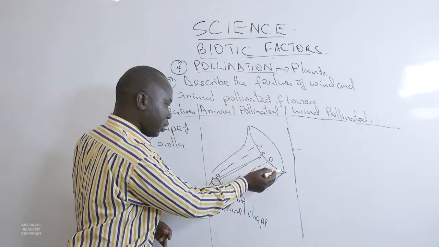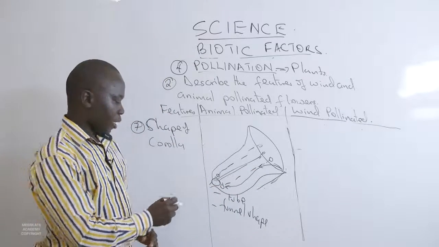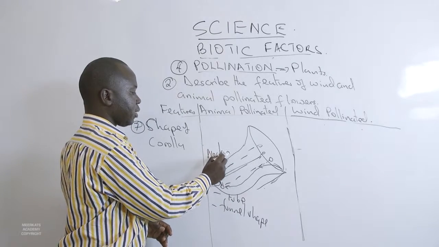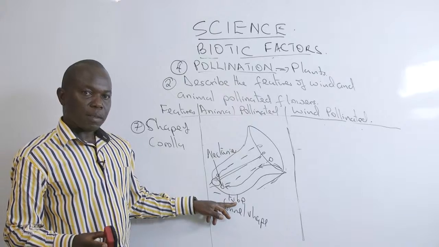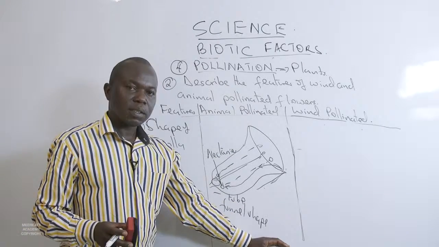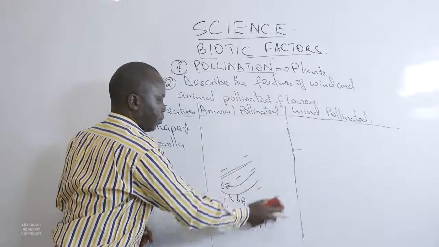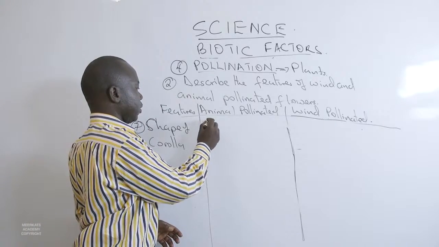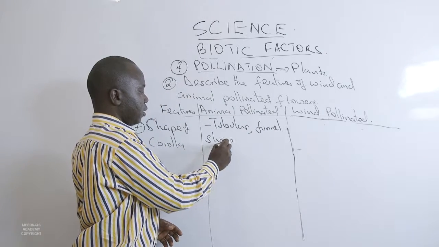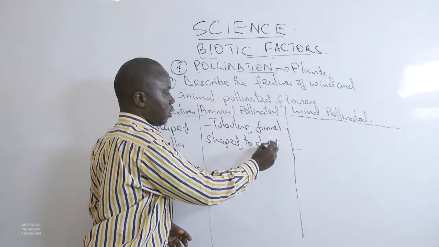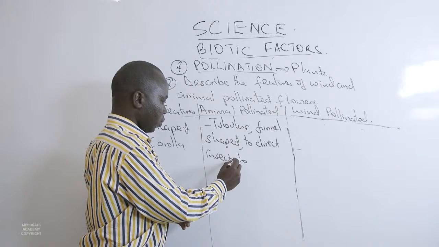This is important so that when the insect lands here, it will be guided from that point to the structure that produces nectar. Remember, we called them nectaries, or a nectary if it is one. So what to remember, it will be in form of a tube, funnel-shaped, to direct insects, or small animals, to the nectaries.